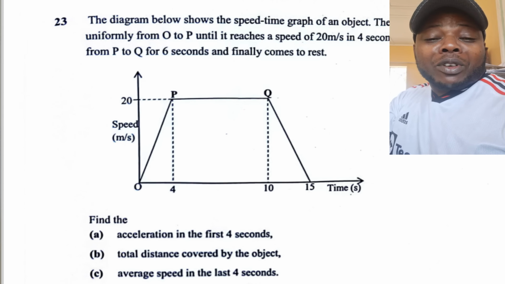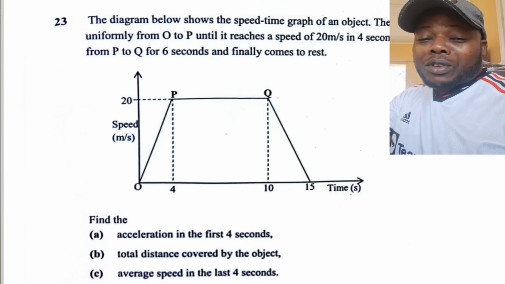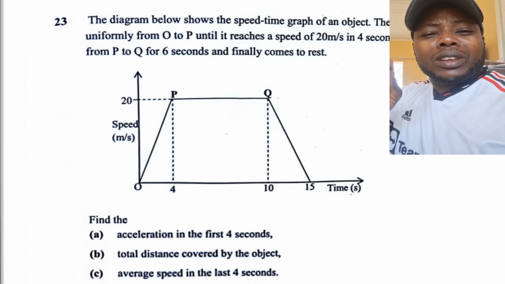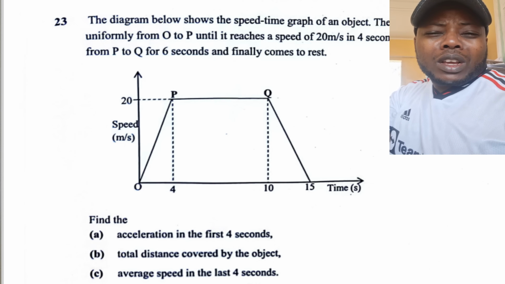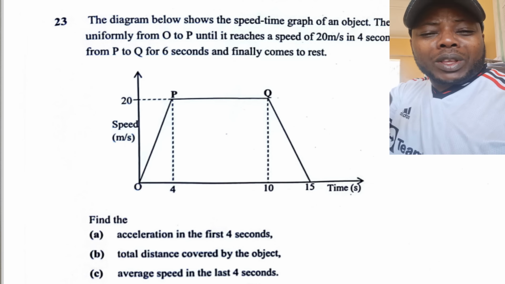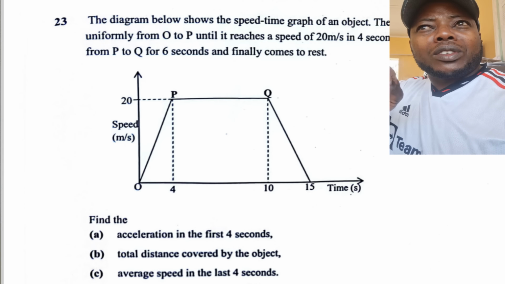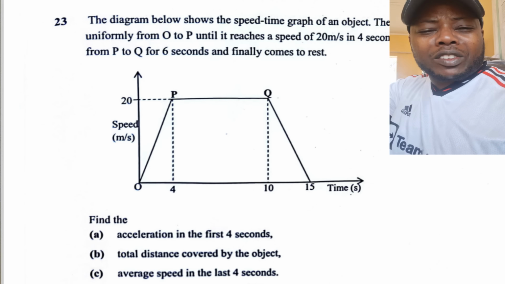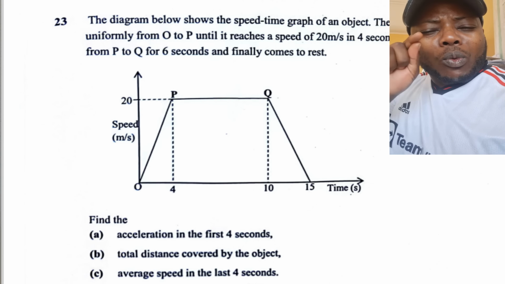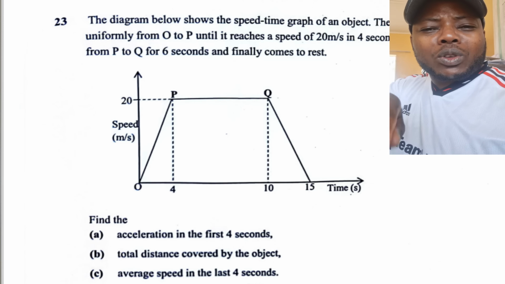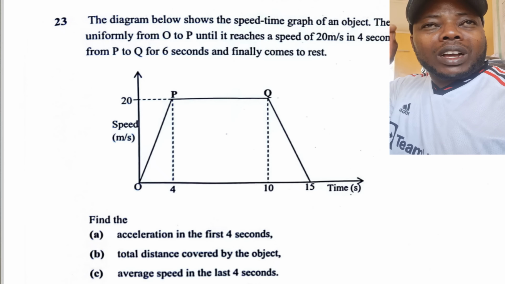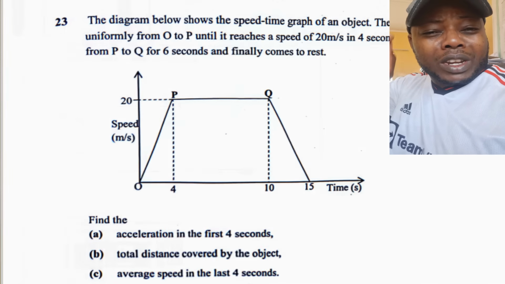All right, so this time around I'm going to do travel graph for you, speed time graph. This is 2024 GCE, so make sure you watch this video up to the end because I'm going to show you two ways. I've seen that quite a number of people have been struggling on how to find average speed, question C. So watch this video up to the end so that I can show you 2 or 3 ways on how you can be finding that average speed without difficulties.